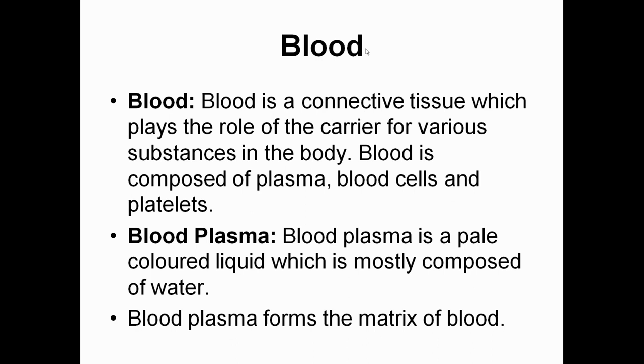It is a connective tissue which plays the role of the carrier for various substances in the body. It comprises of plasma, blood cells, and platelets. What is blood plasma? Blood plasma is fluid or the matrix kind of thing in which other parts of the blood are being present. It is pale in color and liquidy in texture.